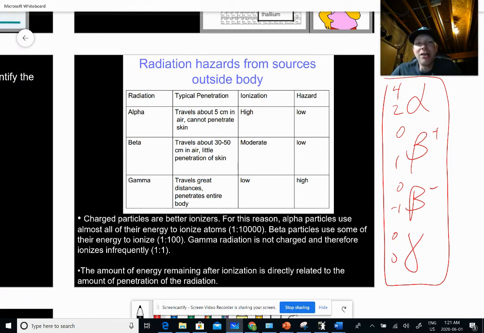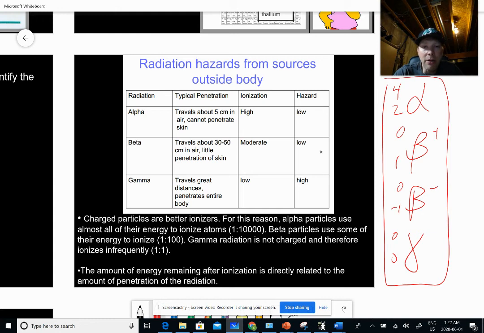This slide here is just talking about the penetration of these different types of radiation, and we talked about this a little bit as well, right? But what we were talking about is what is required to stop it. So alpha particles, you would just need a piece of paper, aluminum foil. Beta, you could do it with a block of wood or maybe some millimeters of lead. And gamma, you needed centimeters of lead to stop it.